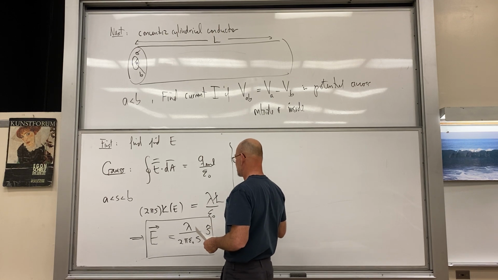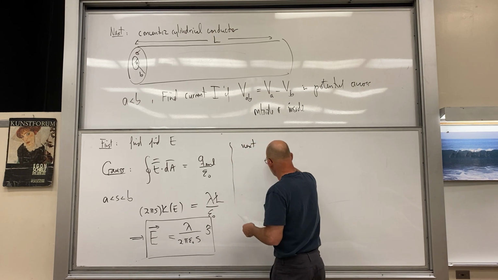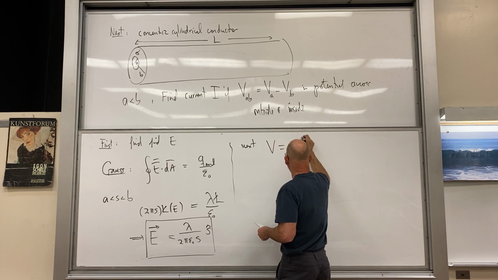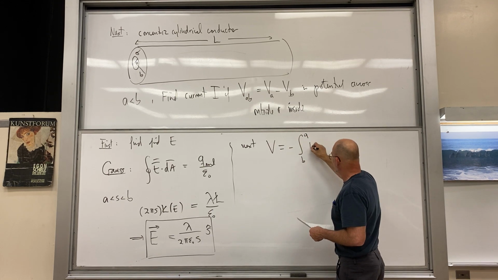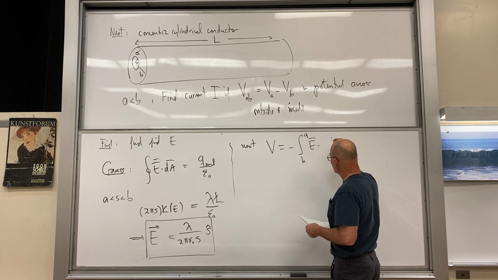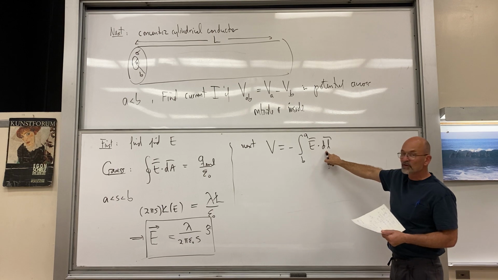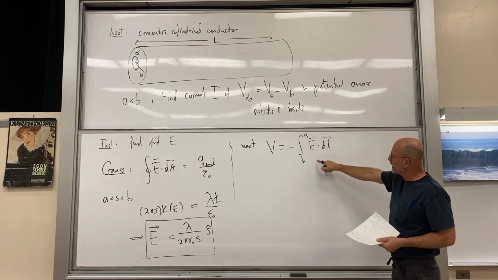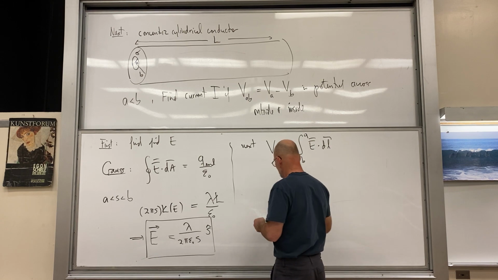So we'll do that. So next, V is equal to minus the integral from A to B of E dot dl. And again, this could just as well be the ds that we have over there. It's going to be parallel to E, and so this is going to be trivial.